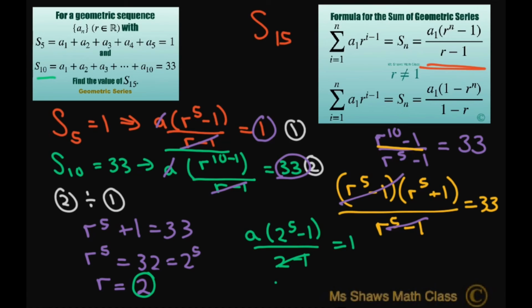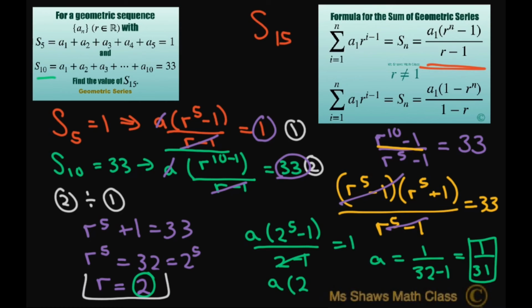So we're going to get a times 2 to the 5 minus 1, so a equals 1 divided by 32 minus 1. So this is going to give me 1 divided by 31. That is your a. So we have our r. Let's put these in white. This is your r, and this is your a.